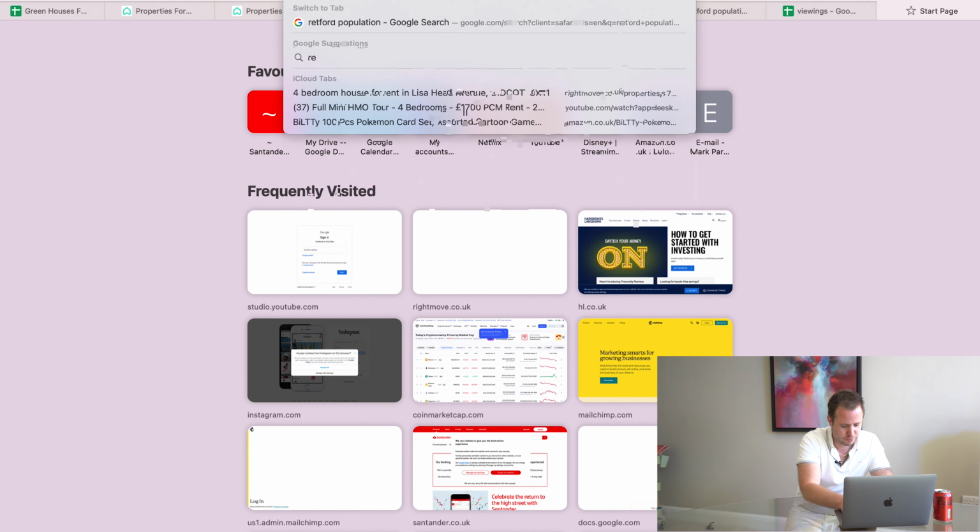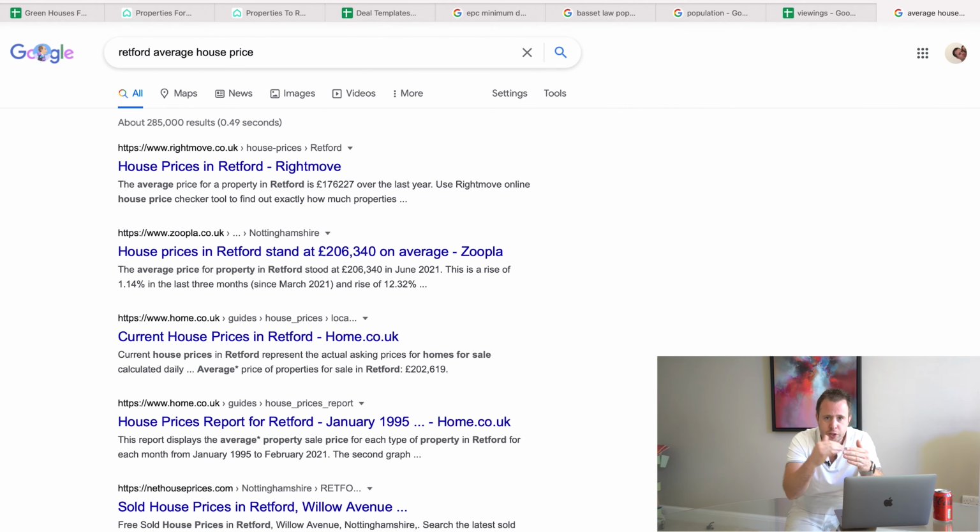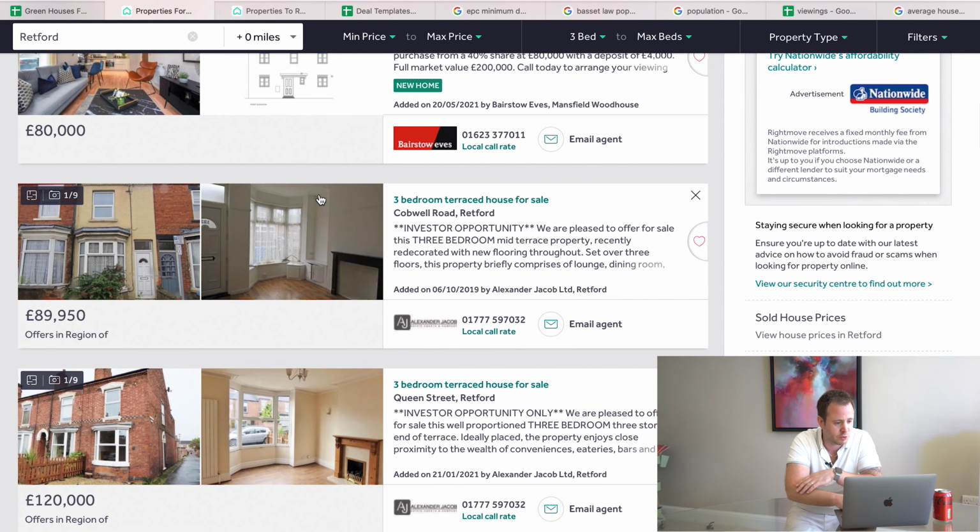This is Retford, which is a small market town in Nottinghamshire. The average house price in the area is probably about 160, 170,000, something like that. What is the average house price in Retford? Let's look it up actually. The average house price in Retford is 206,000, so slightly below the national average, which to be honest is something that we do look for when we're investing. We're looking for slightly below the national average in terms of house price.